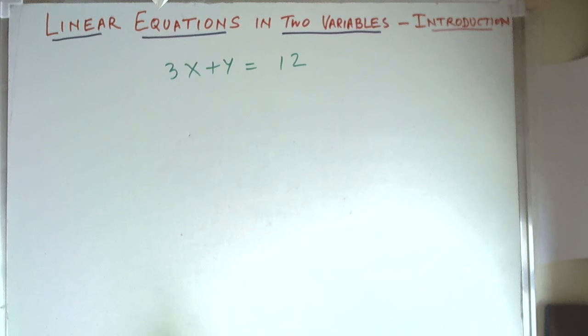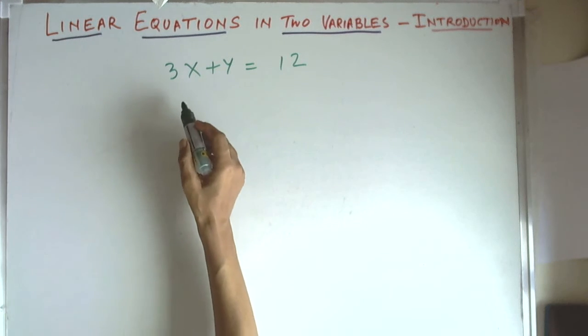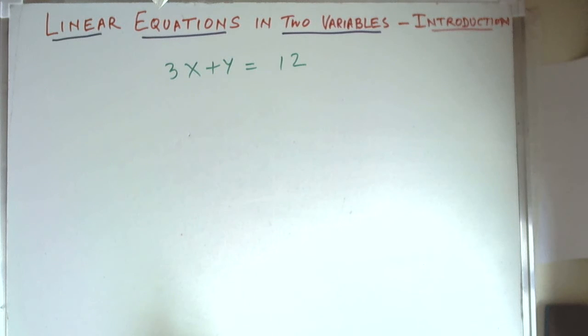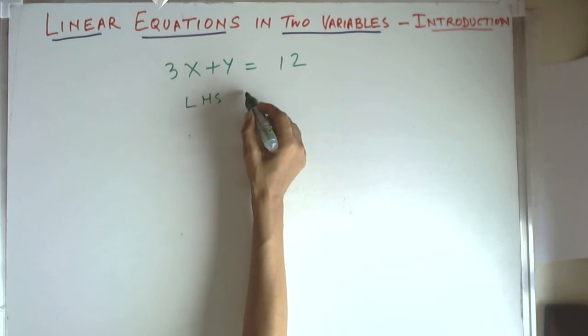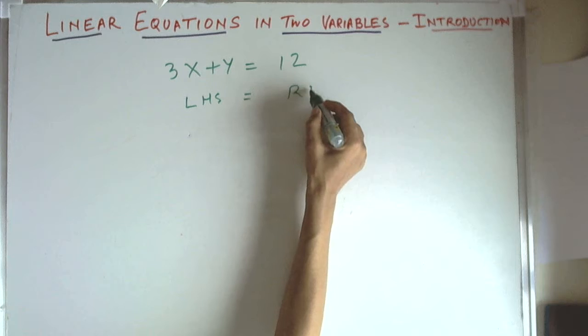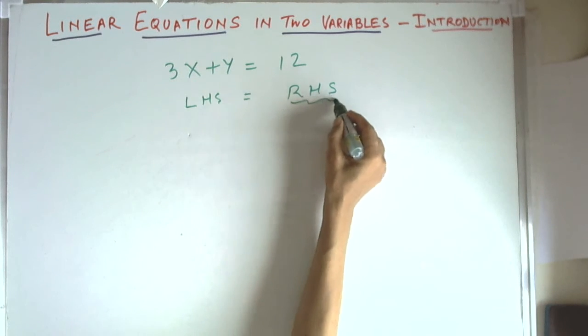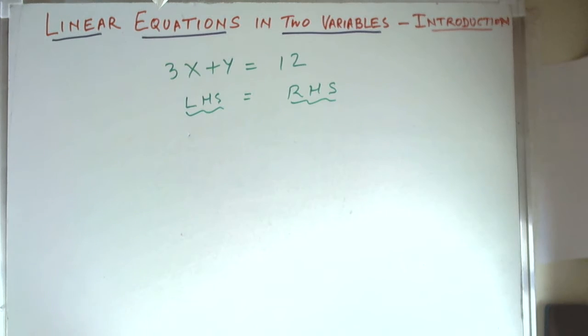Now first of all, let us understand what is an equation. An equation is something which has two expressions with an equal sign in between. So this is the left hand side and this is the right hand side. There is an expression on the left hand side which is 3x plus y, and there is another expression which is 12 on the right hand side.